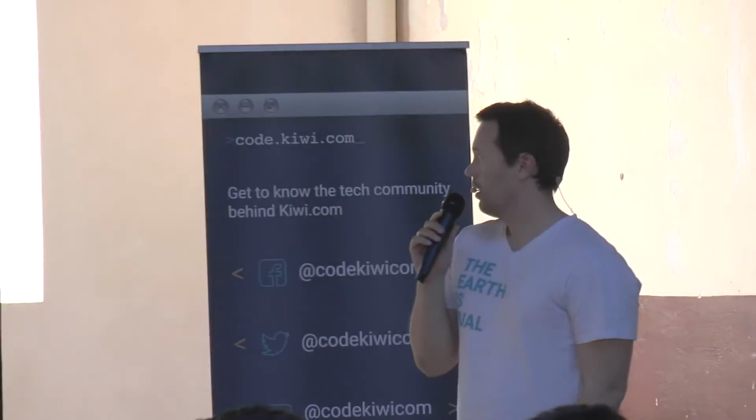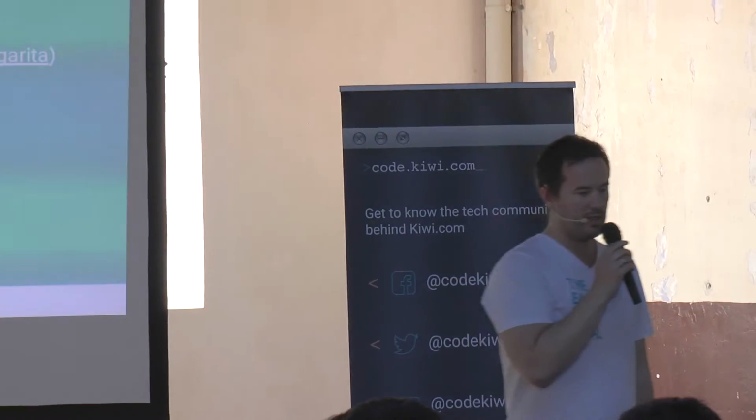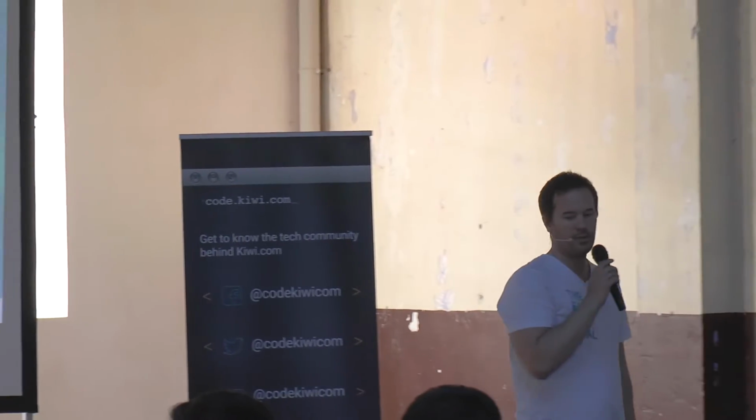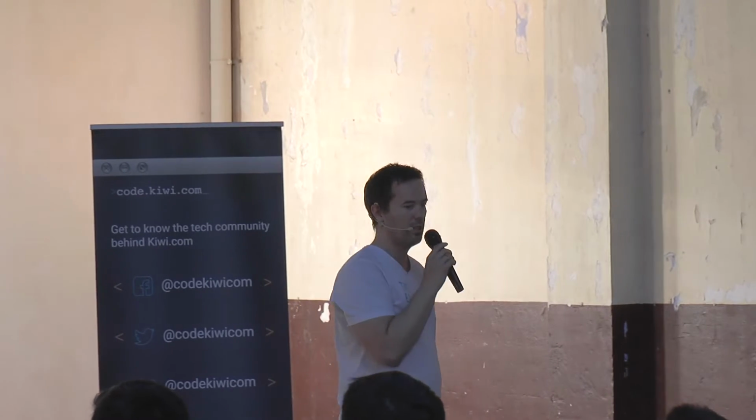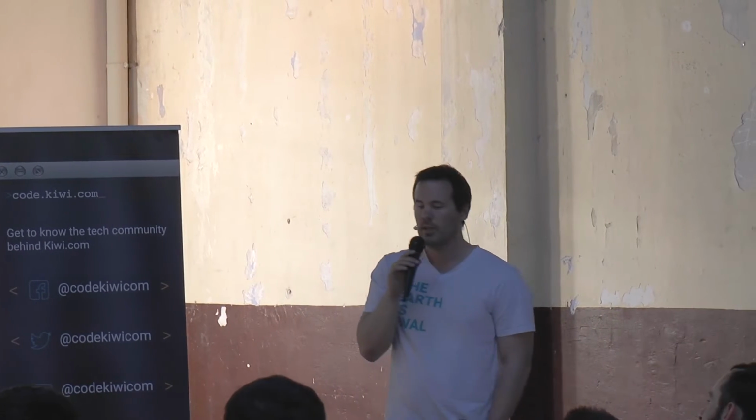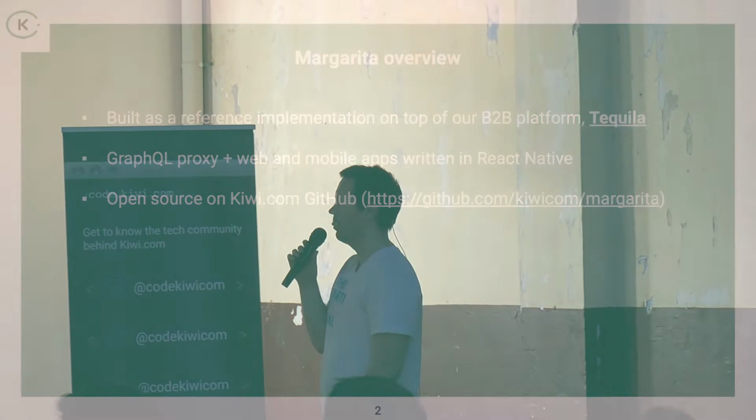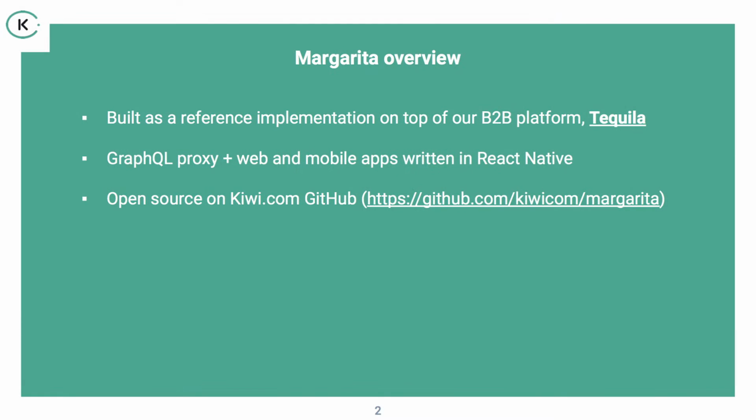So first of all, just briefly, what is Margarita? It's built as a reference implementation on top of our B2B platform Tequila. I'll tell you a little bit more about Tequila afterwards. It's also a monorepo consisting mainly of a GraphQL proxy, a web and a mobile app written with React Native.